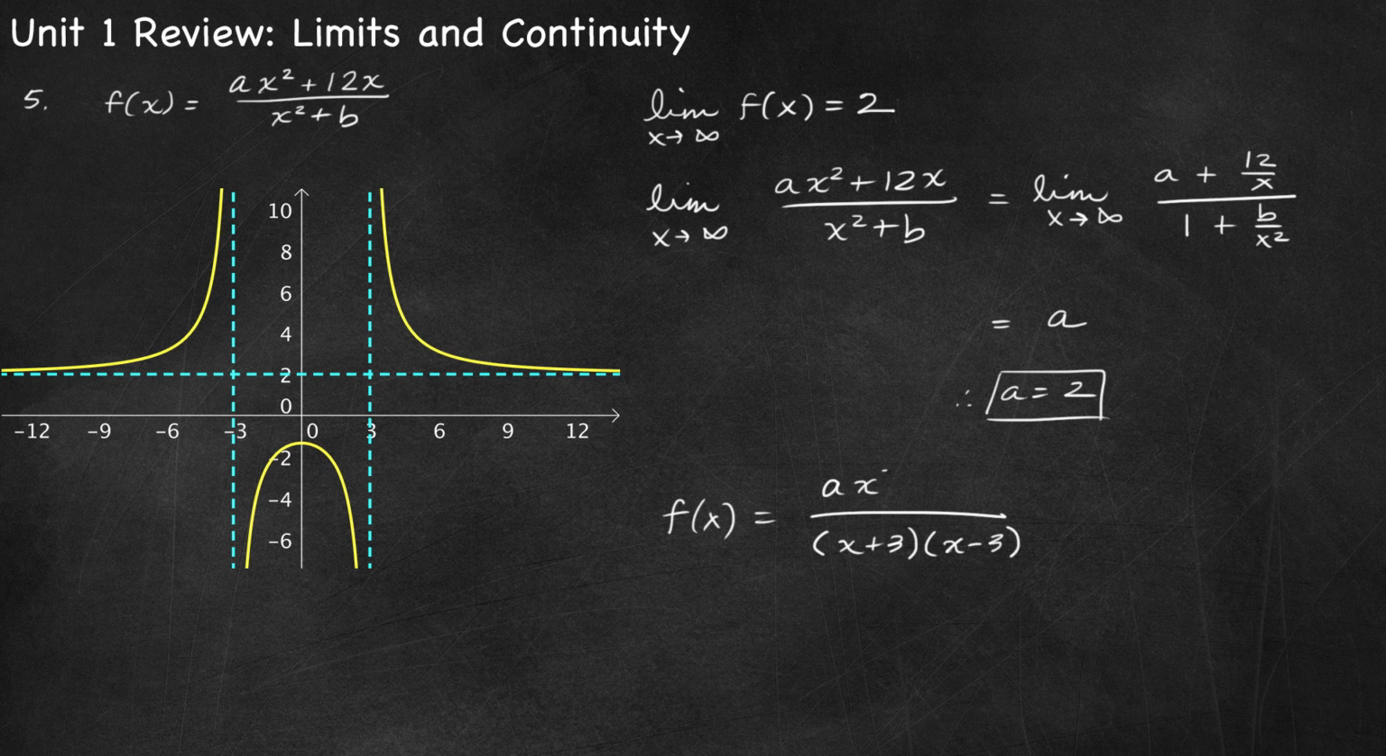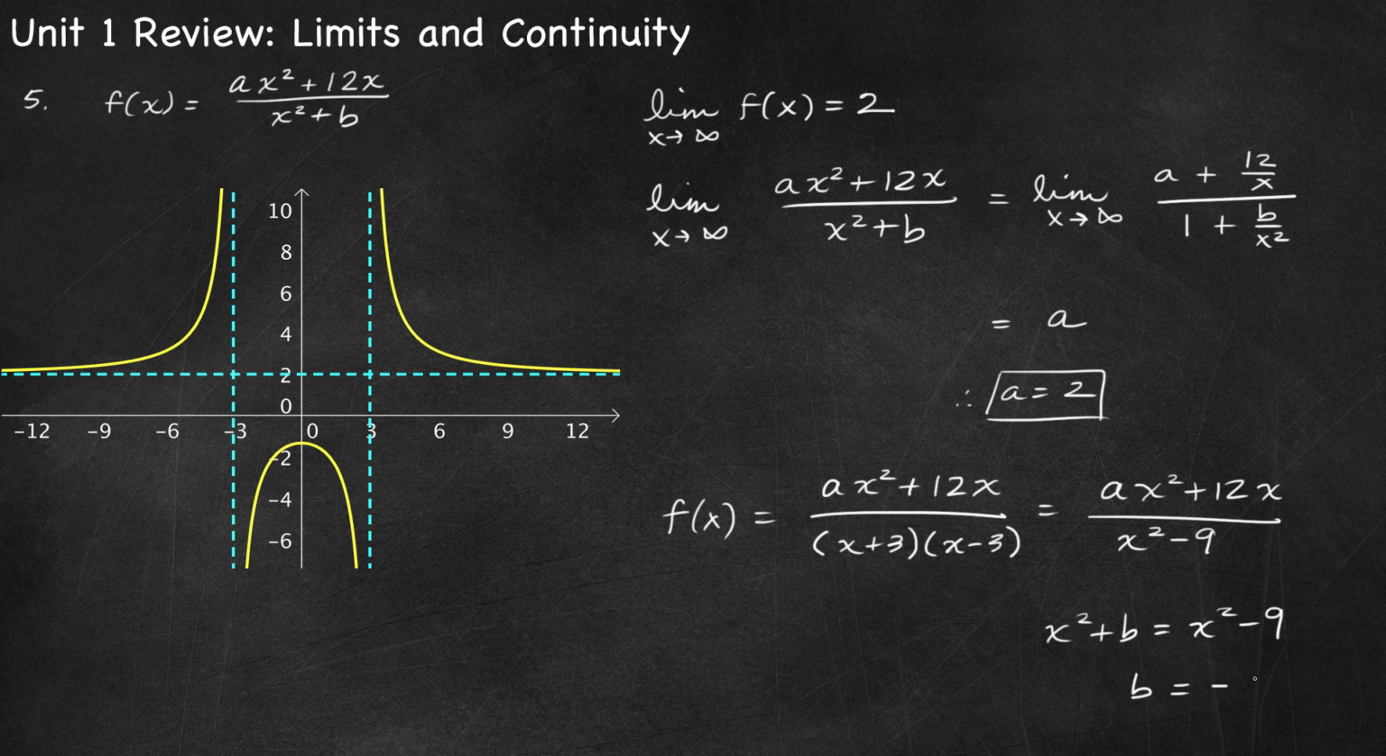We have ax squared plus 12x. And if we multiply that denominator out, that's going to be x squared minus 9. So by comparison, if my denominator is x squared plus b, if x squared plus b equals x squared minus 9, then b must equal negative 9.